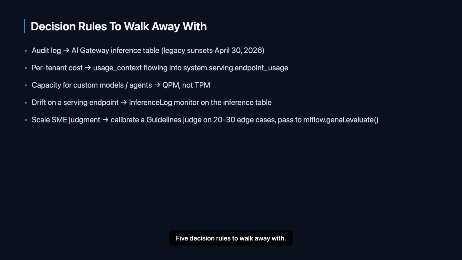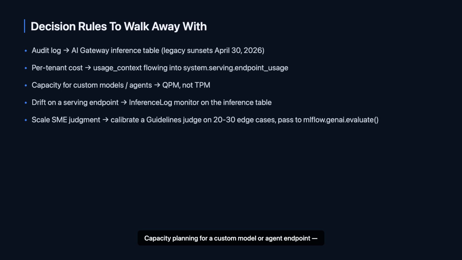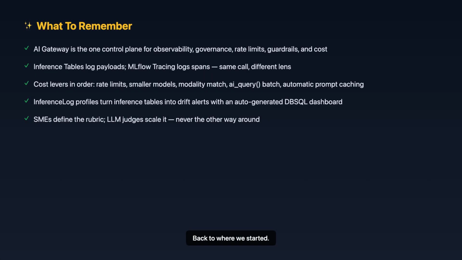5 decision rules to walk away with. Audit log requirement: AI Gateway Inference Table, since legacy sunsets April 30, 2026. Per-tenant cost attribution: usage_context flowing into system.serving.endpoint_usage. Capacity planning for a custom model or agent endpoint: QPM, not TPM. Drift detection on a serving endpoint: an inference log monitor on the inference table. And scaling SME judgment across nightly traces: calibrate a guidelines judge on 20 to 30 edge cases, then pass it to MLflow.GenAI.evaluate.